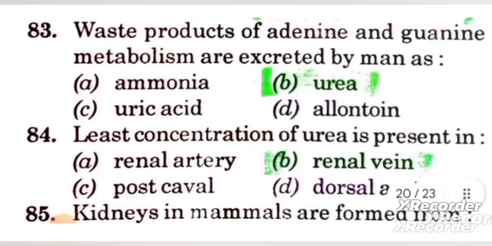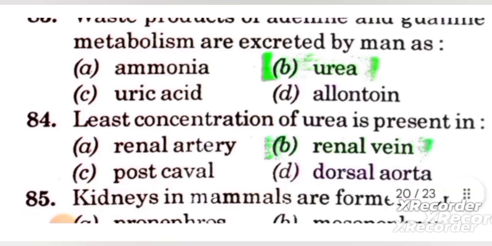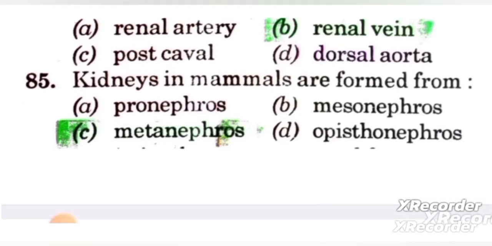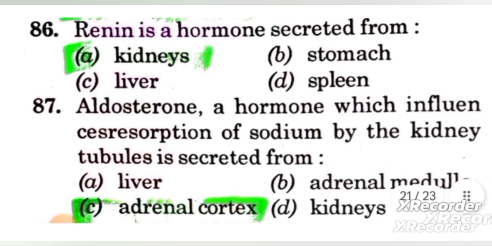Elasmobranchs. Next 83. Waste products of adenine and guanine metabolism are excreted by man as answer B, Urea. Next 84. Least concentration of urea is present in answer B, Renal vein. Next 85. Kidneys in mammals are formed from answer C, Metanephros. Next 86. Renin is a hormone secreted from answer A, Kidney.